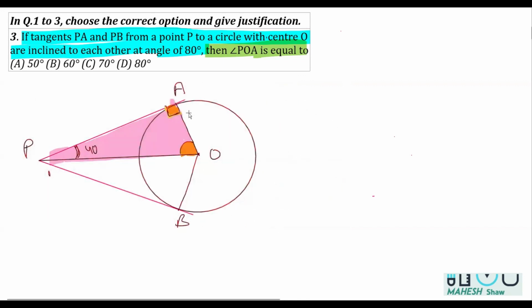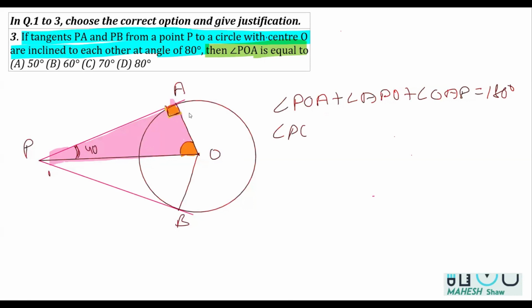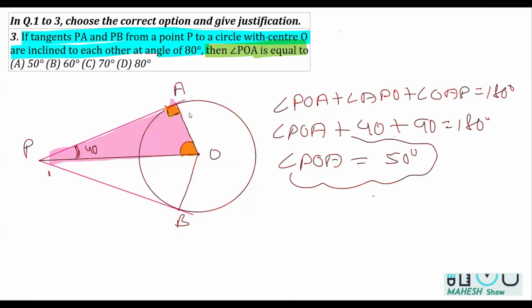So we can say that angle POA plus angle APO plus angle OAP is equal to 180 degrees by angle sum property. Angle POA is what we have to get. The value of APO is 40 and that of OAP is 90, and the sum is 180. So angle POA will be 180 minus 90 is 90, 90 minus 40, that is 50 degrees. So we'll say that option A is correct.